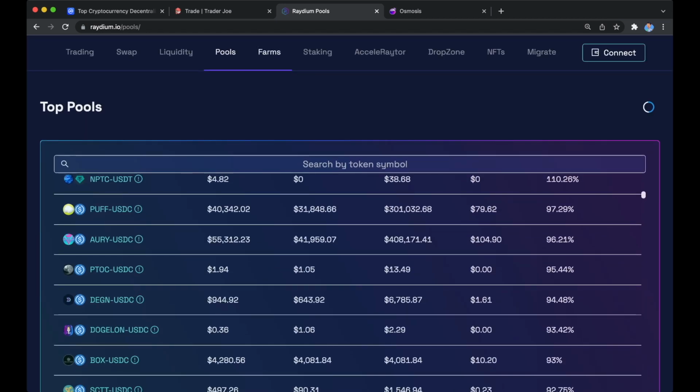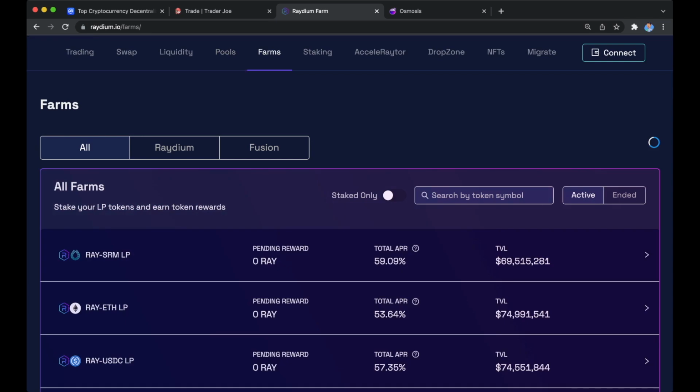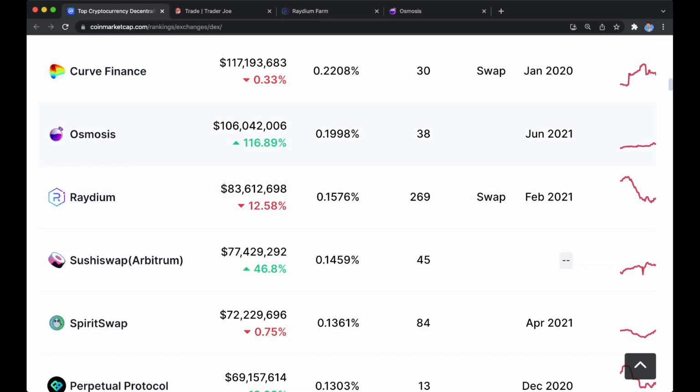So super cool interface on Raydium, very easy to use, very intuitive. This is my top DEX I would recommend on the Solana blockchain. And here we have some of their top farms, and same idea, you can sort by APR or by total value locked. So my number one pick for my top DEX of 2022 would be Osmosis.